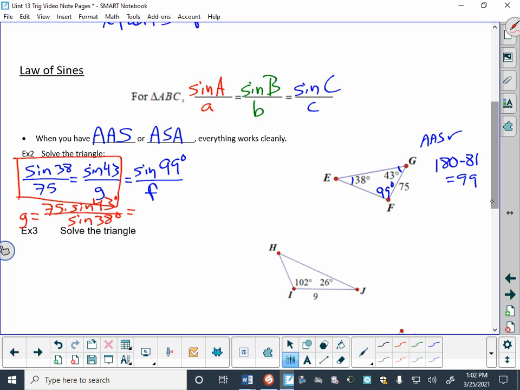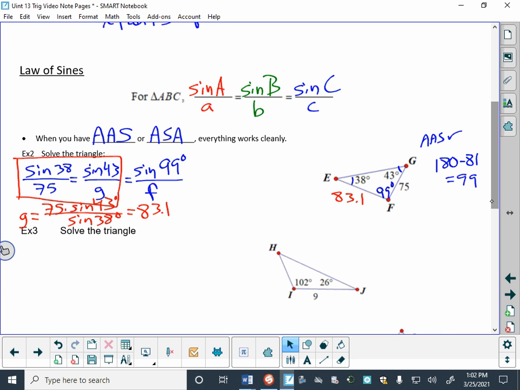Those are in degrees, and that is what I'm going to put into my calculator. So 75 sine 43 divided by sine 38, and I get approximately 83.1. So that was for G. This is 83.1, and that makes sense to me. It's a little bit bigger than the 75, because the 43 is a little bit bigger angle than the 38. I would suspect that F is going to be bigger still.